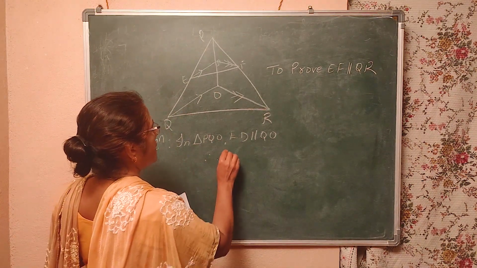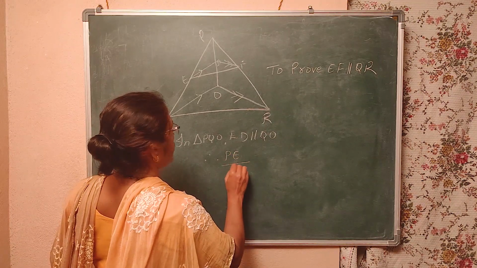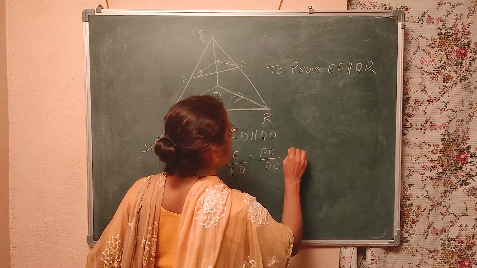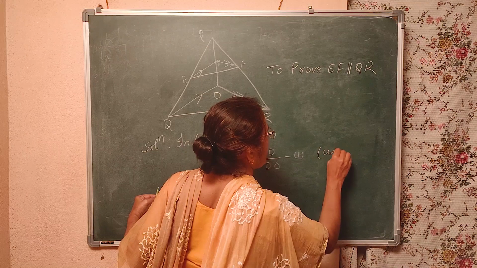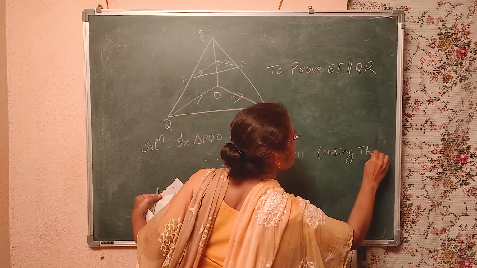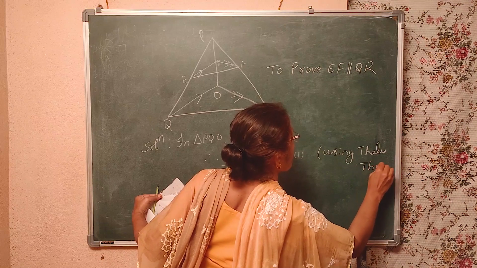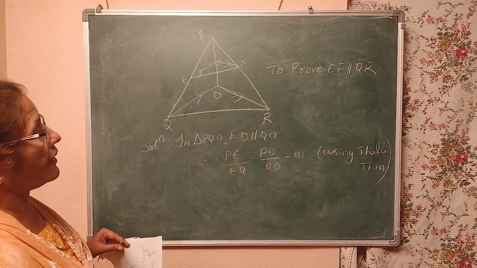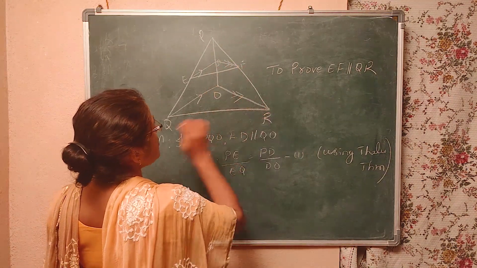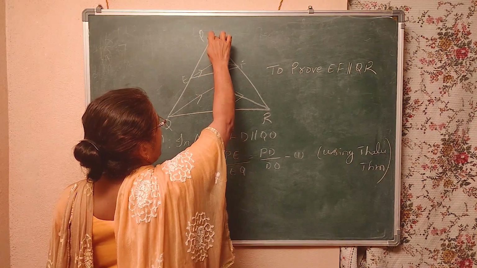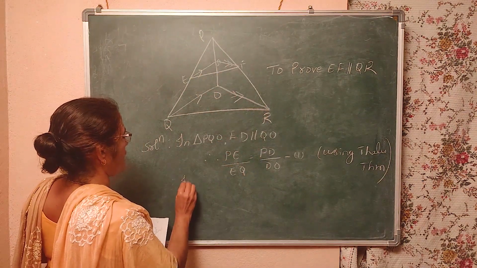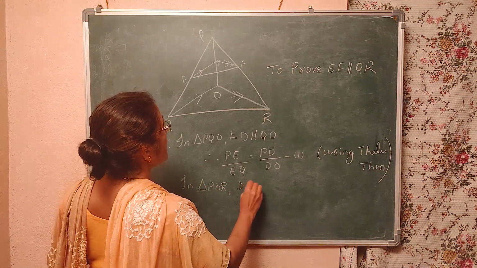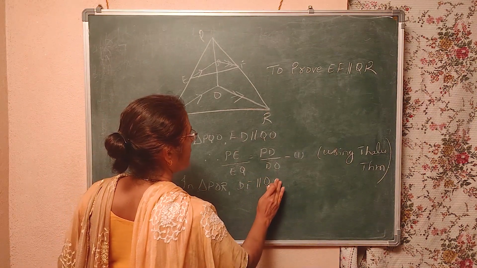What is the Thales theorem? PE by EQ is equal to PD by DO. Call it as one, using Thales theorem. Or it is also called as basic proportionality theorem. Which is another triangle which is parallel? See, DF is parallel to OR. So, which triangle have to take? Have to take triangle POR. So, in triangle POR, DF is parallel to OR.